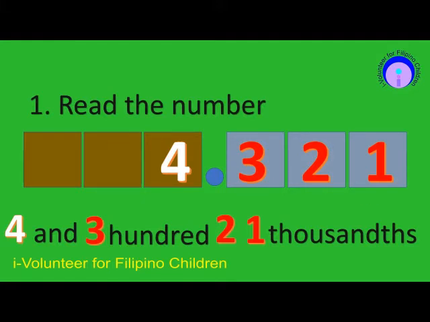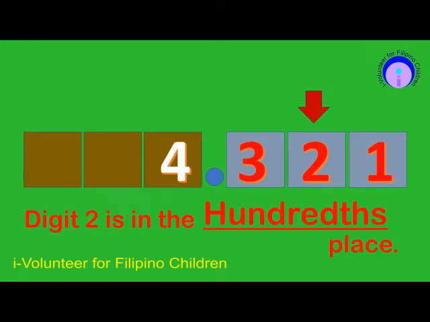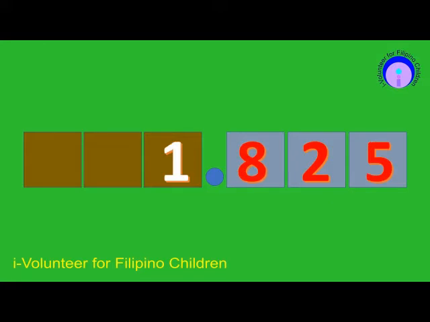I will read this as 4 and 321 thousandths. Digit 2 is in the hundredths place. I repeat, digit 2 is in the hundredths place. The next example is read as 1 and 825 thousandths. Digit 8 is in the tenths place.